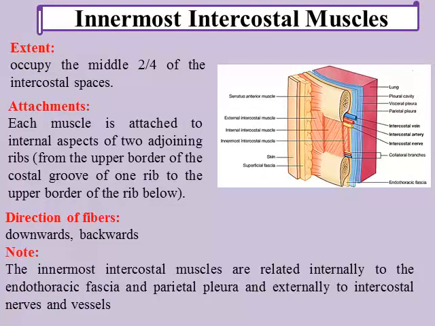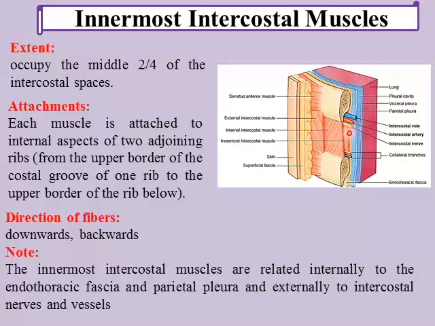The next muscle is the innermost intercostal muscle. Innermost means the most internal intercostal muscle, the third layer of the intercostal muscles. It was said that it is a part of the internal intercostal and they are split by the neurovascular plane. So they have the same direction, downward and backward, like the internal intercostal.